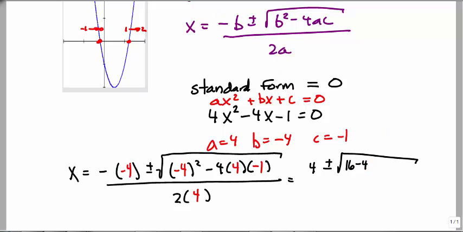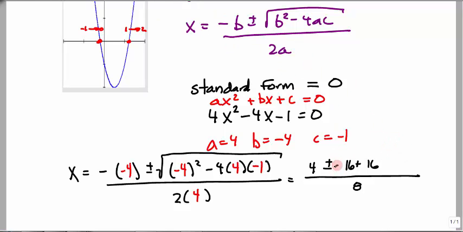I guess we could simplify this. We don't need to write it out again. Here we have a negative 4 times 4, which is a negative 16. Negative 16 times a negative 1 is a positive 16, all over 2 times 4 is 8. So again, my goal is to simplify this.